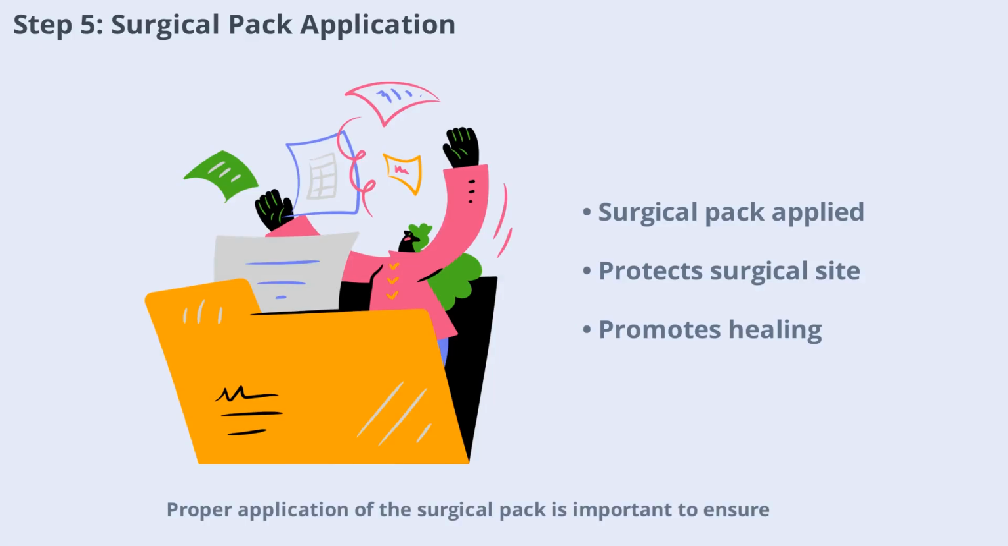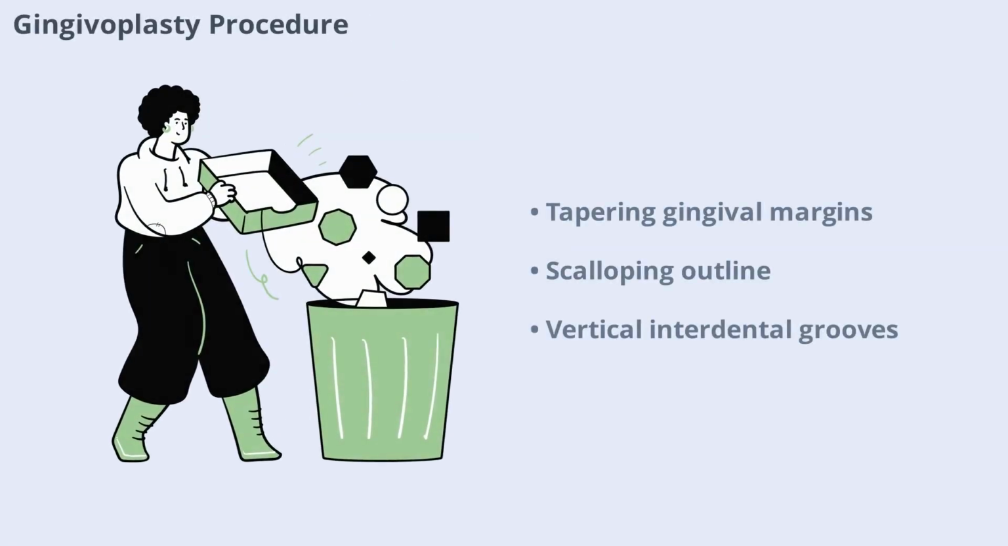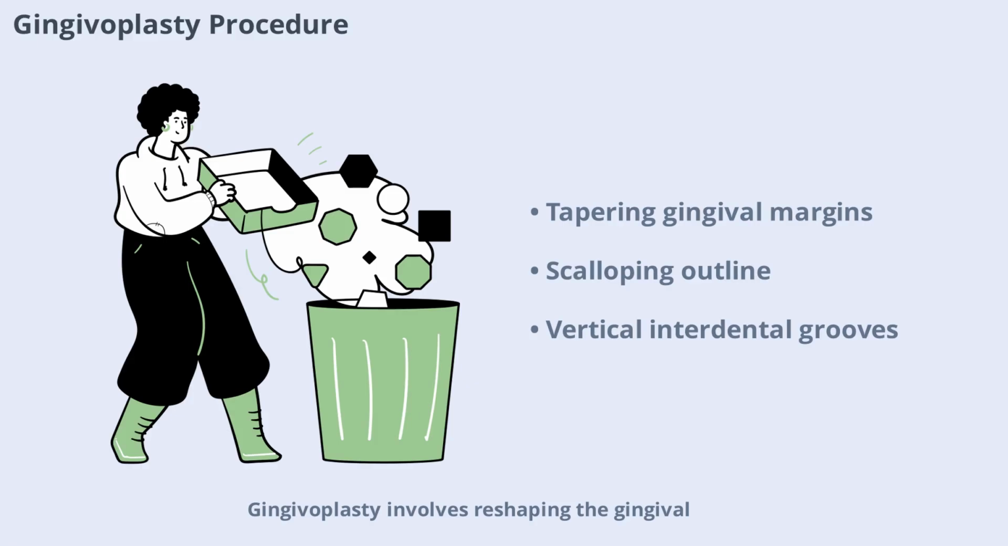Proper application of the surgical pack is important to ensure that the area remains undisturbed during the initial healing phase. The pack also helps control bleeding and provides a barrier against infection. Gingivoplasty involves reshaping the gingival margins to restore their physiologic form. Instruments used include periodontal knives, scalpels, diamond stones, or electrodes.